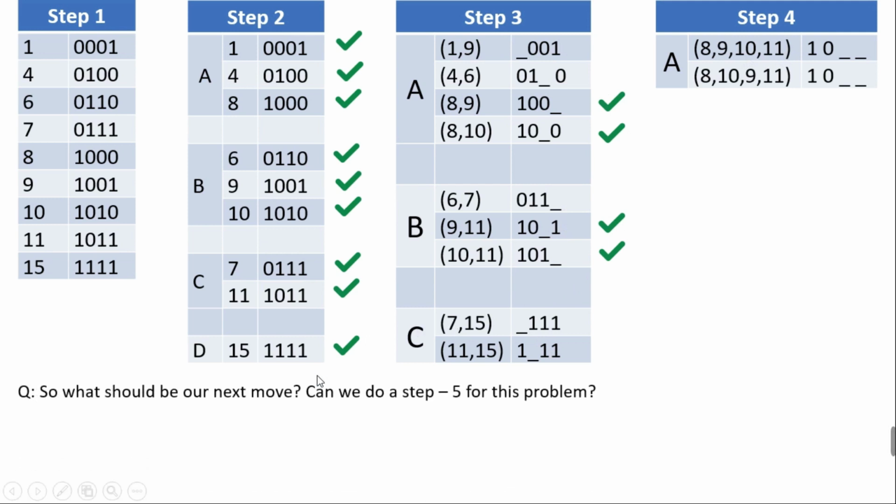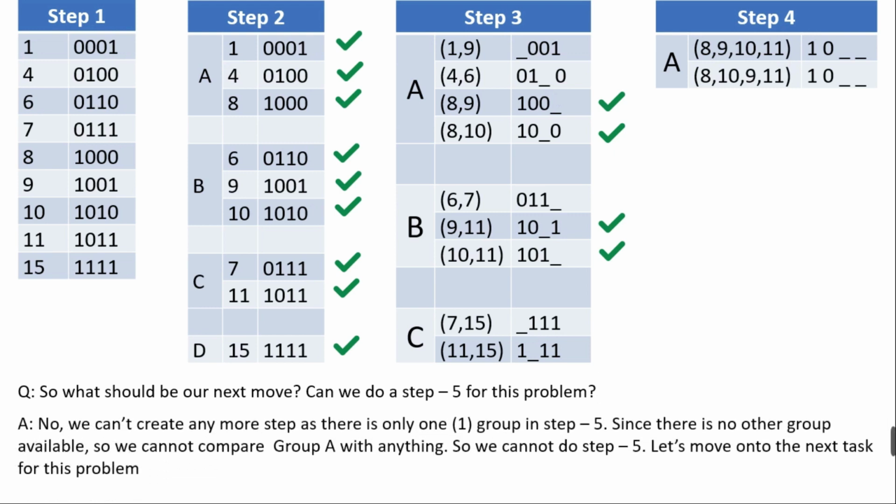So let me ask you a question. Can we do a step 5 for this problem? We have already done 4 steps, step 1, 2, 3, 4. So can we do a step 5? The answer to this question is that we cannot. So why is that? Why can't we just create a step 5?